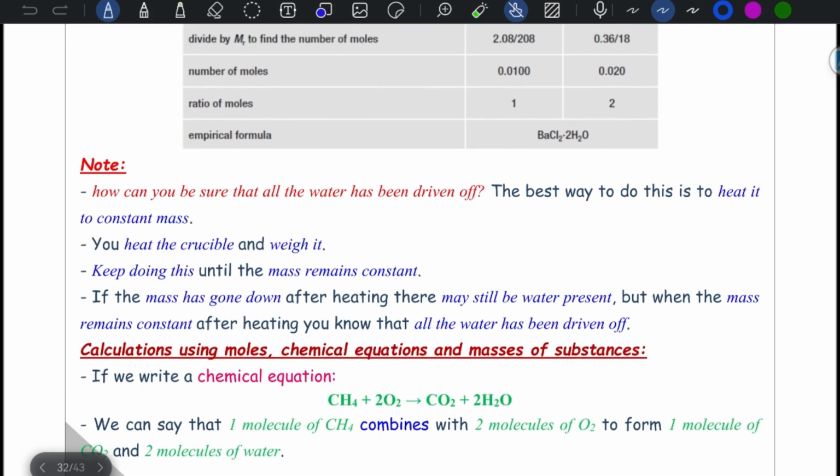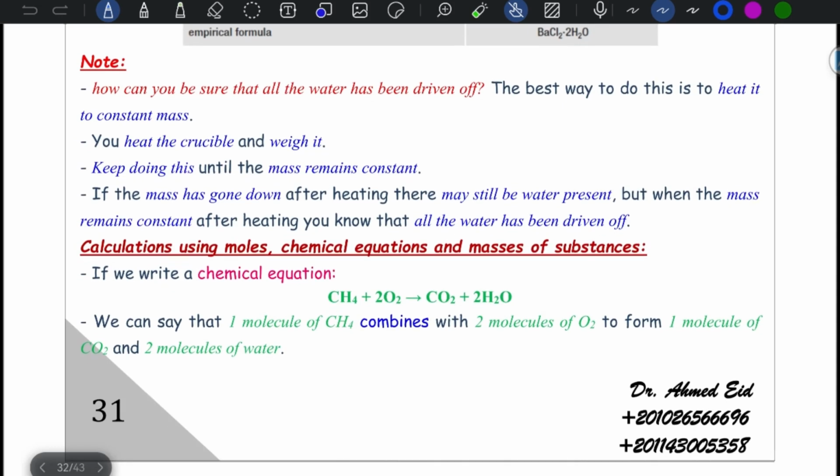How can you be sure that all the water has been driven off? The best way to do this is to heat to constant mass, as I told you before. You heat the crucible and weigh it again. Keep doing this until the mass remains constant. If the mass has gone down after heating, there may be water still present. When the mass remains constant after heating, you know that all the water has been driven off. You may be asked about this part. Heat to constant mass. Remember this.